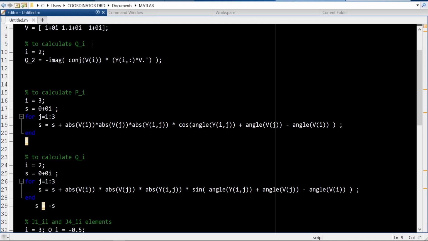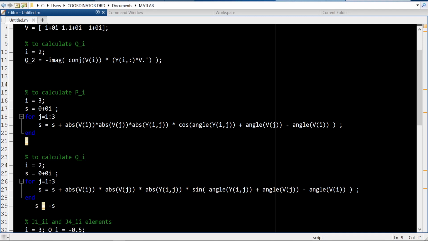Because it is a summation, I have put it in a for loop, j equals 1 to 3, and I have defined s equals 0 plus 0j, a zero complex value. Then I repeatedly add to this s. And what am I adding? The absolute of Vi, which means magnitude of Vi, magnitude of Vj, magnitude of Yij multiplied by cos of the angles: angle of Yij, angle of Vj minus angle of Vi.